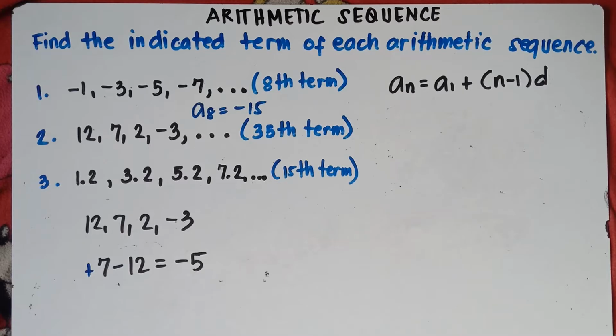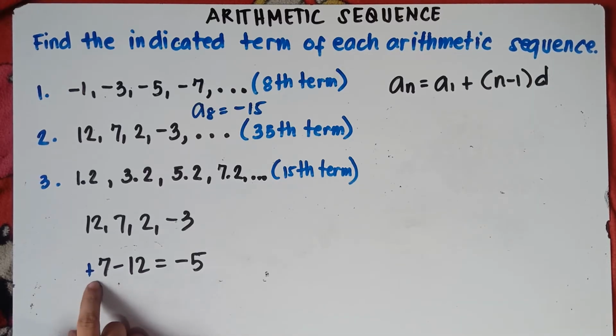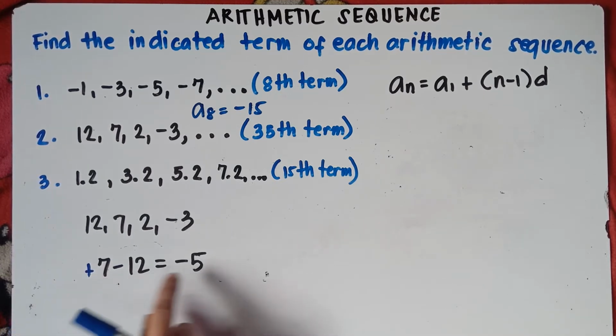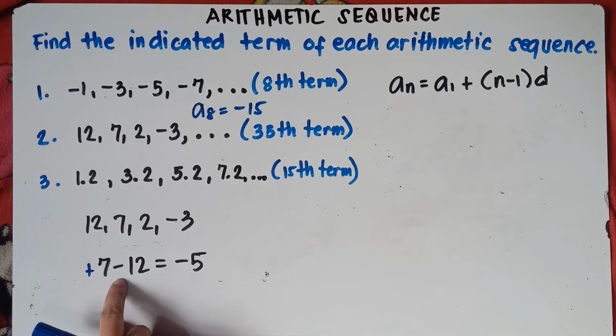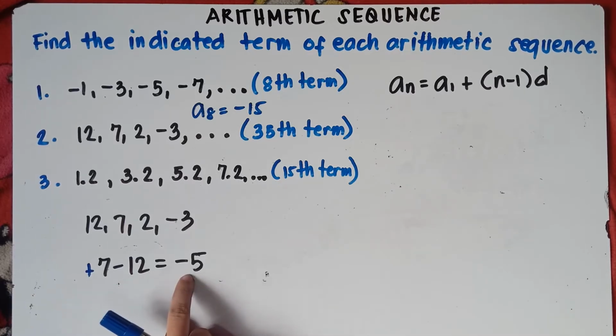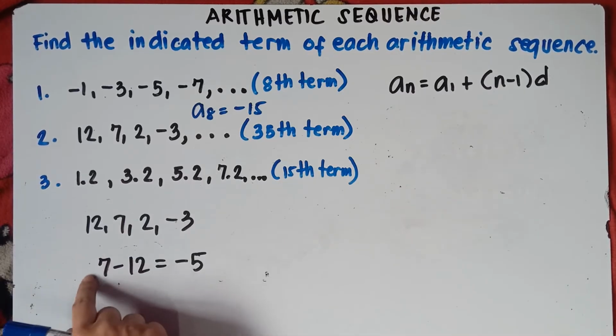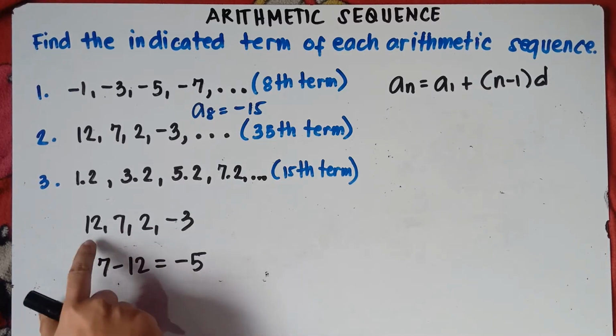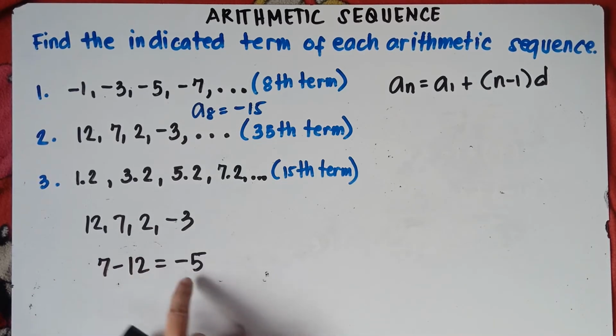You think of it that way, class, because most of the students will be confused in this one. So you think of it this way: 7 is positive, 12 is negative. If the signs are not the same, subtract: 12 minus 7 is 5. Then copy the sign of the larger number, which is negative. That's why we have negative 5. So we have 7 minus 12, second term minus the first term, you got negative 5.